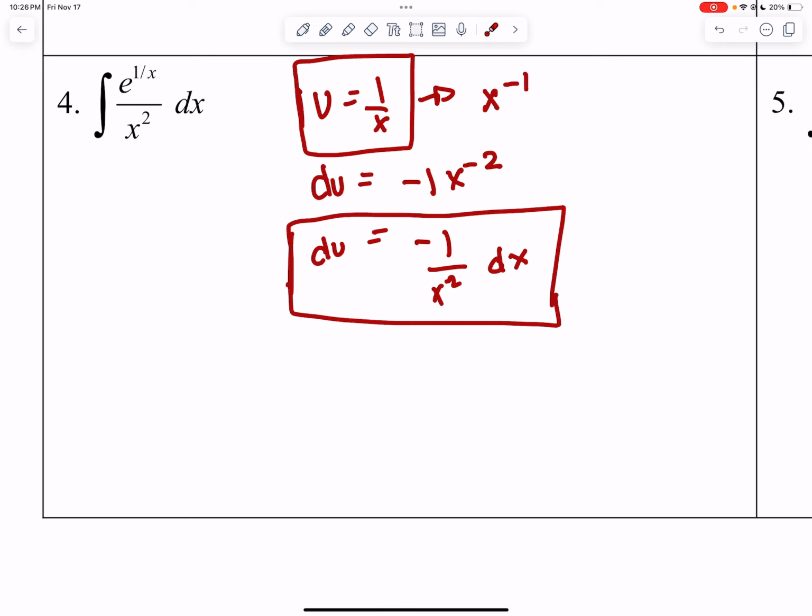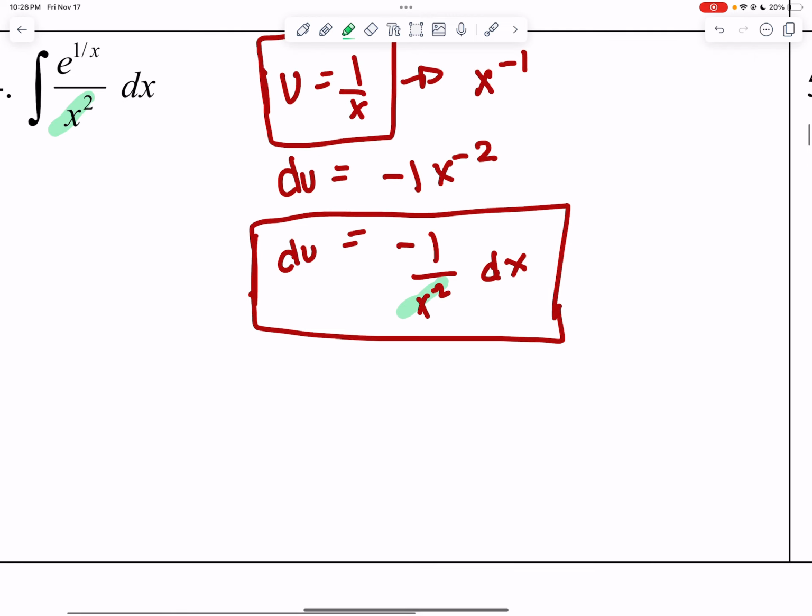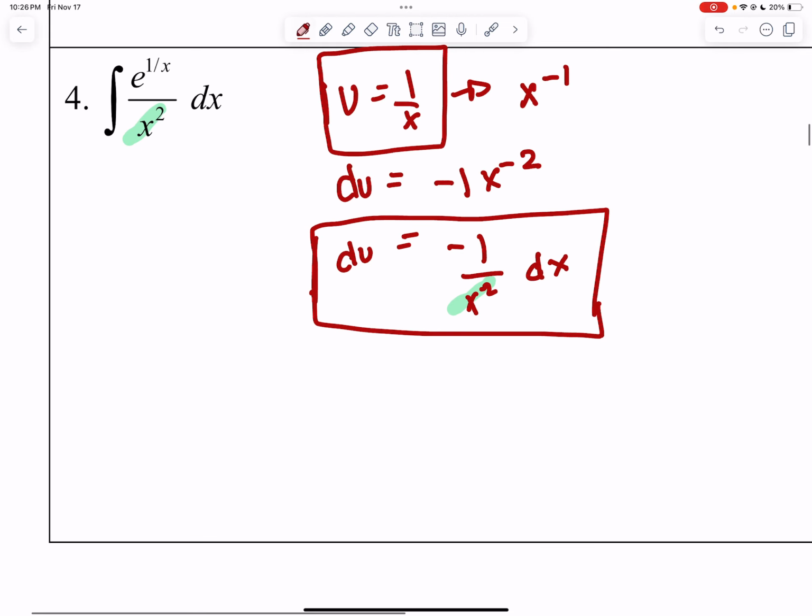Well, if I were to take the reciprocal of this, it is just going to be negative x squared, which then cancels out with this in the denominator. That's good. That means I'm only left with a negative on the outside, and then I have e to the u du. Since this is an indefinite integral, I don't have to change my bounds because guess what? I don't have any bounds.